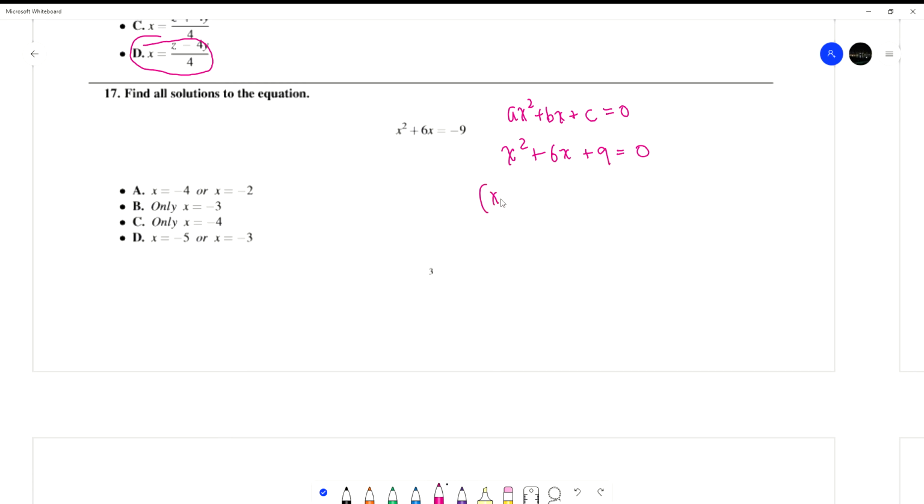But I prefer factoring. This is x plus 3 times x plus 3 equals 0. So x is equal to negative 3, right? Because these are double roots or repeated roots. x is equal to negative 3 for both. That is B.